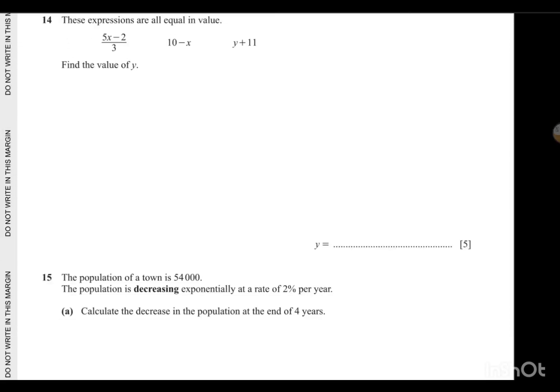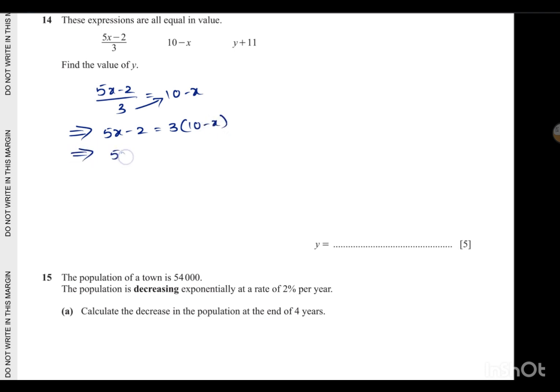Question number 14. These expressions are all equal in value. Find the value of y. They have given us 3 different expressions, in which 2 expressions have x and in 1 expression we have y. So using these 2 expressions which have x, we'll find the value of x first. They are equal in value, that means you have to write them as equal to. This is equal to this. Now solve this. It gets cross multiplied like this. So it is 5x minus 2 is equal to 3 into 10 minus x.